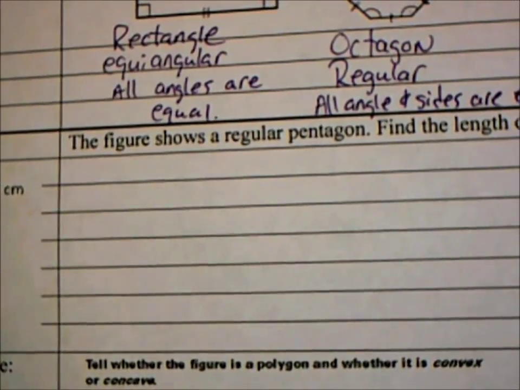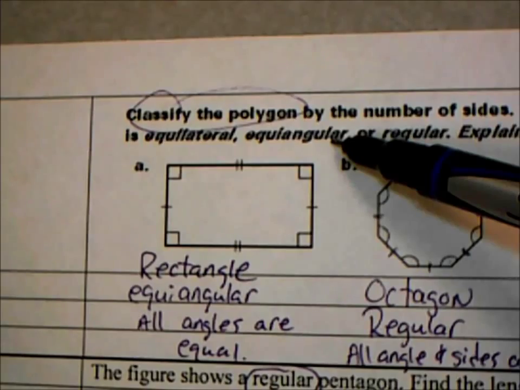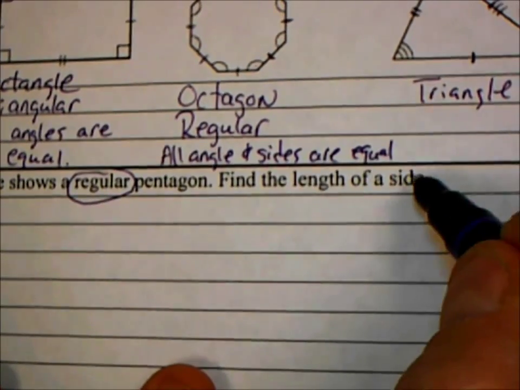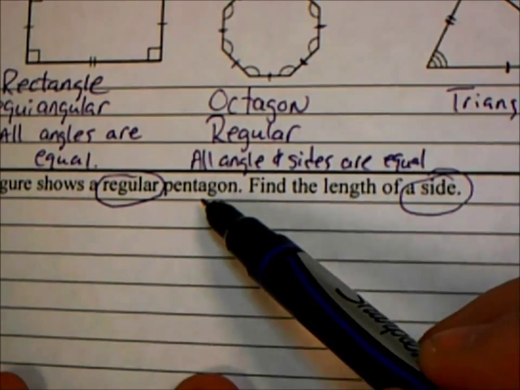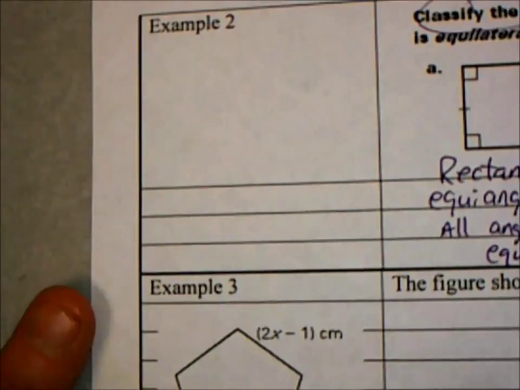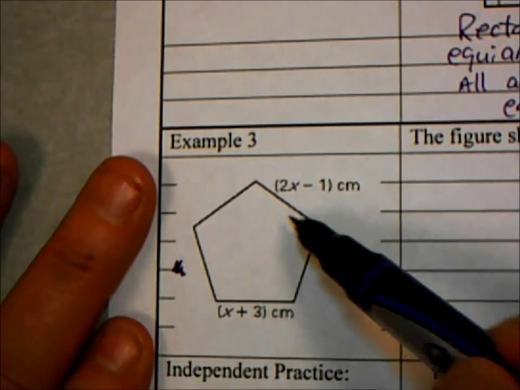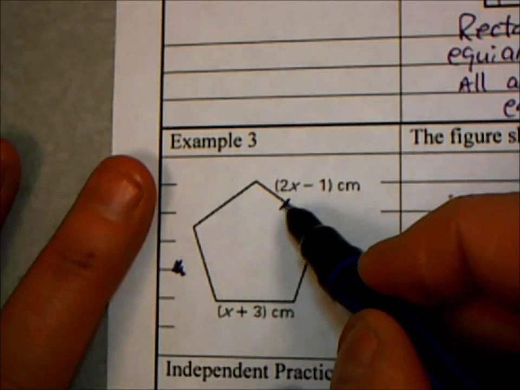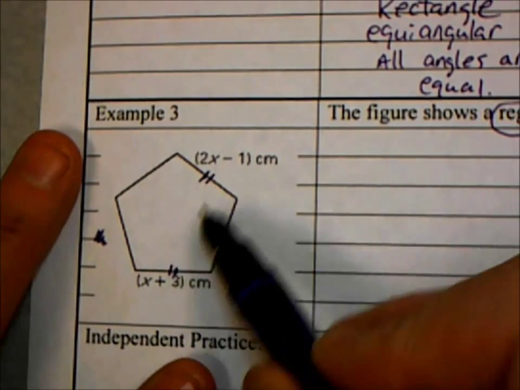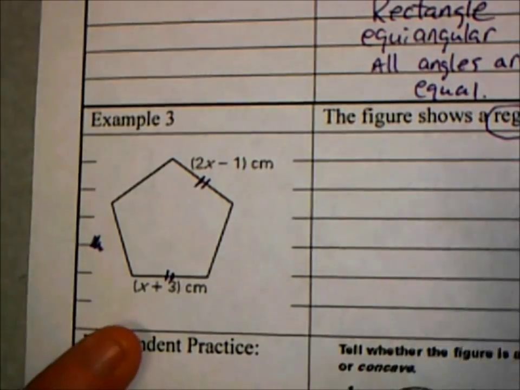All right, example 3. It says this figure is a regular pentagon. Regular, once again, means that it is both equilateral and equiangular. So everything is equal. They want us to find the length of a side of my pentagon. Remember, a pentagon is 5 sides. So if I look at my picture, they give me this top edge, and I know it's going to be equal to this bottom edge because it says it is regular. So these two expressions are actually equal to each other. So if I'm going to find out the side, I'm going to have to find x.